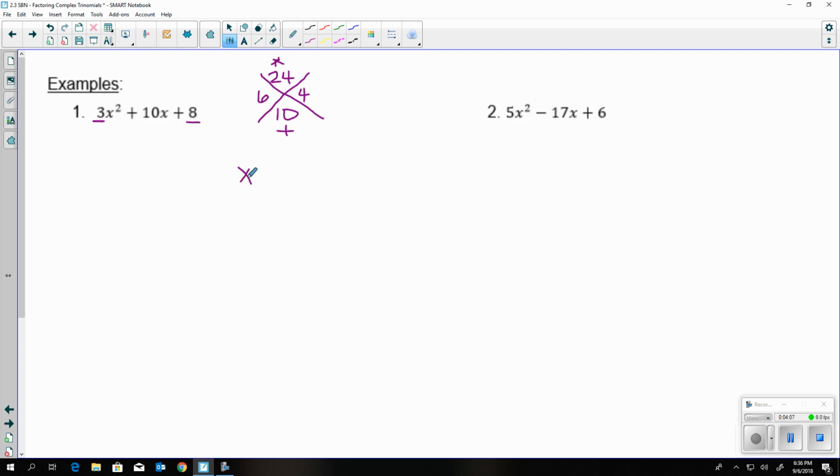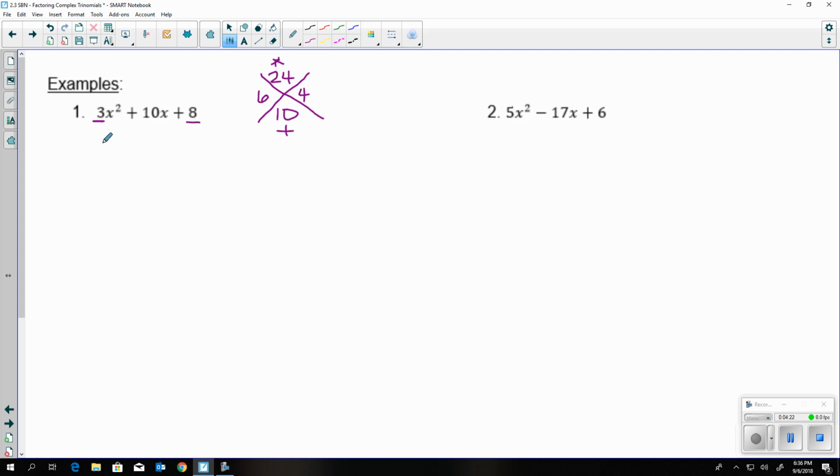That is a big fat no. We can't do that anymore because the a value is not 1. So you'd be tempted to do it, but don't do it. What you're actually going to do is you're going to rewrite this problem so it has 4 terms, and then we can factor by grouping.